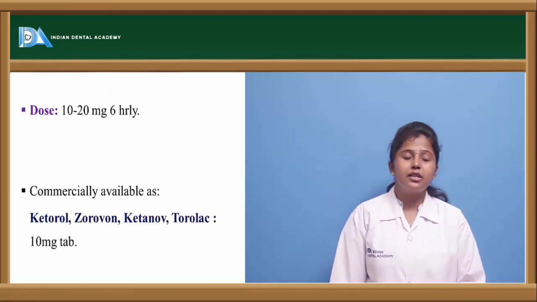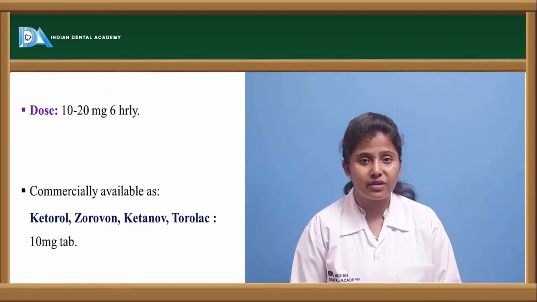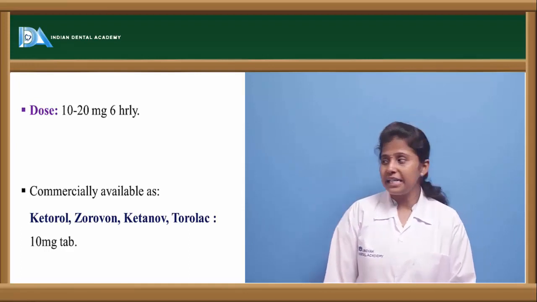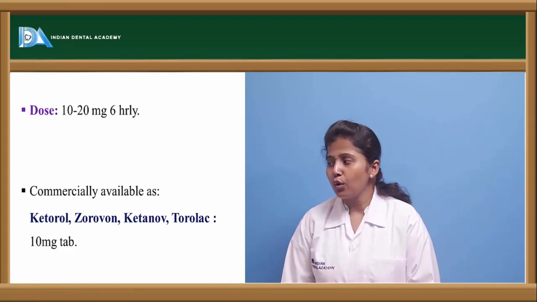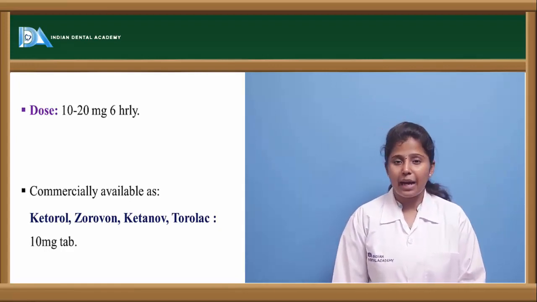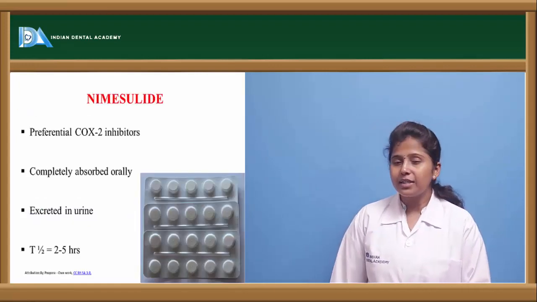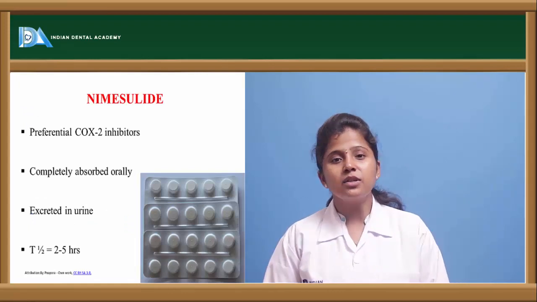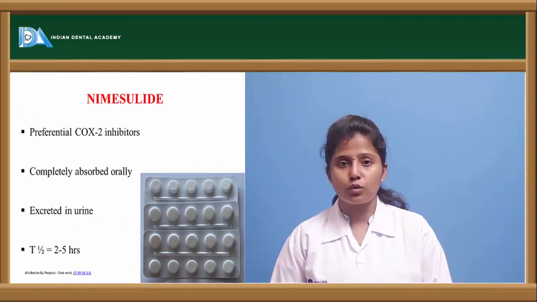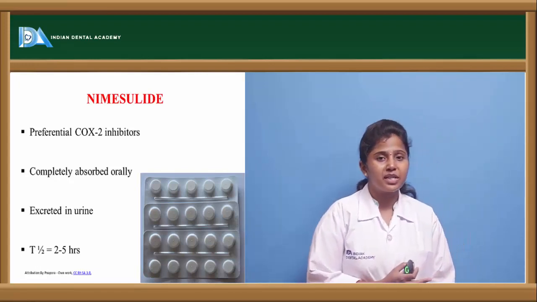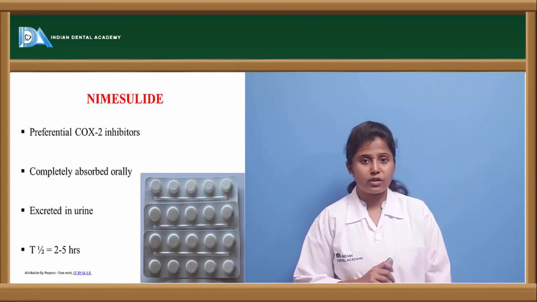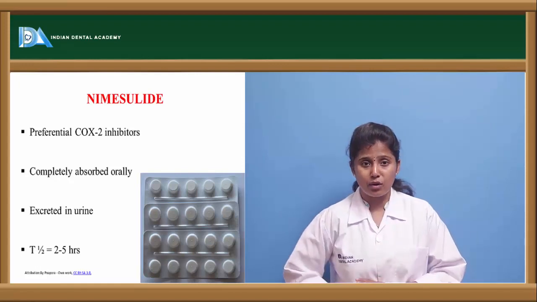It is given in the dose of 10 to 20 mg every 6 hours, and it is marketed as Ketorol, Zorovan, Ketonov as well as Ketorolac in the dose of 10 mg tablets. The other one is Nimesulide. Nimesulide is a preferential COX-2 inhibitor. Till now, the Ketorolac drugs all come under the category of non-selective COX inhibitors. Now we'll see the selective COX inhibitors.